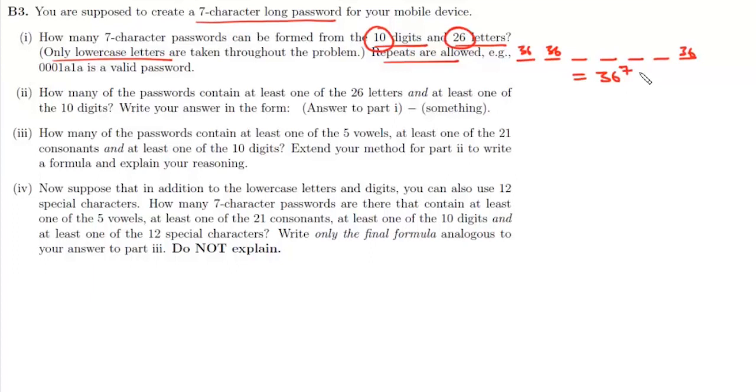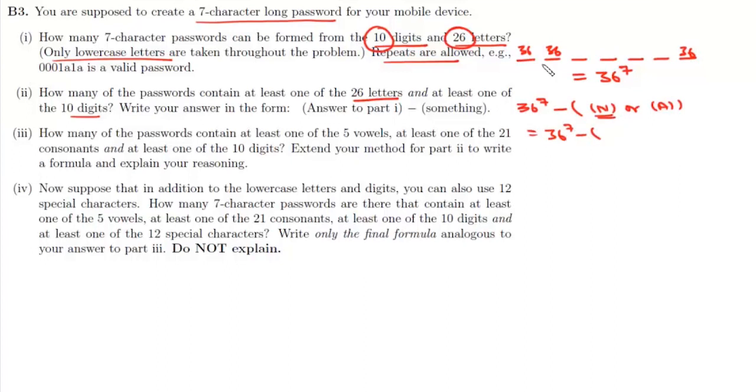Now the second one is, how many of these passwords contain at least one of 26 letters and at least one of 10 digits? We'll solve this question using inclusion and exclusion. So what we'll do is, from the total, we'll remove all those cases where passwords are either all numeric or they are all alphabets. So total number of passwords is 36 to the power 7 minus the number of passwords which are all numeric.